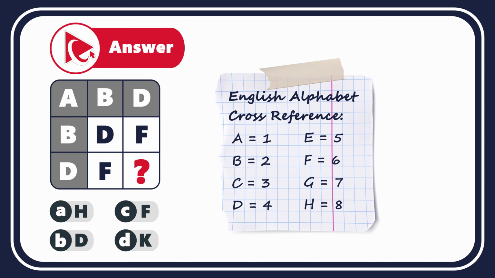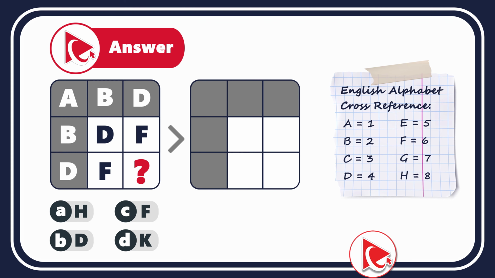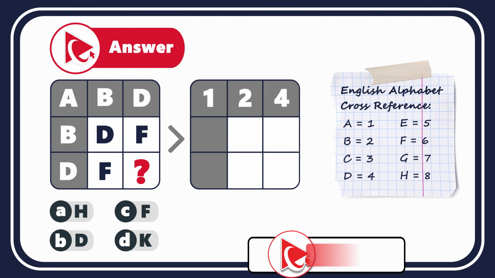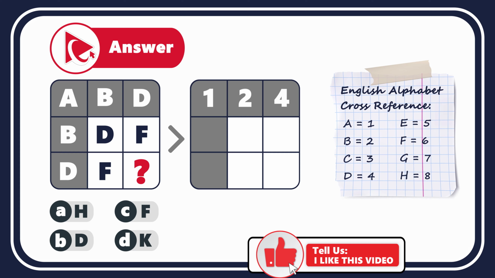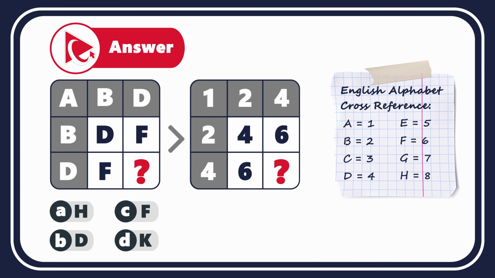If we follow this logic, we can replace all letters in all 3 rows with the numbers. So for the first row, the numbers will be 1, 2, and 4. For the second row, the numbers would be 2, 4, and 6. And for the third row, the numbers will be 4 and 6, and then there would be the missing number. The next step is to determine what's happening with the numbers and how to calculate the missing number.